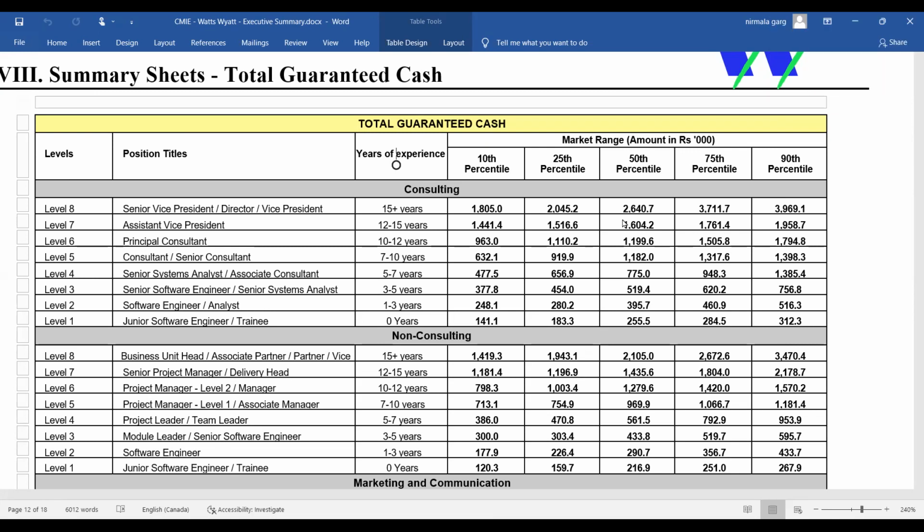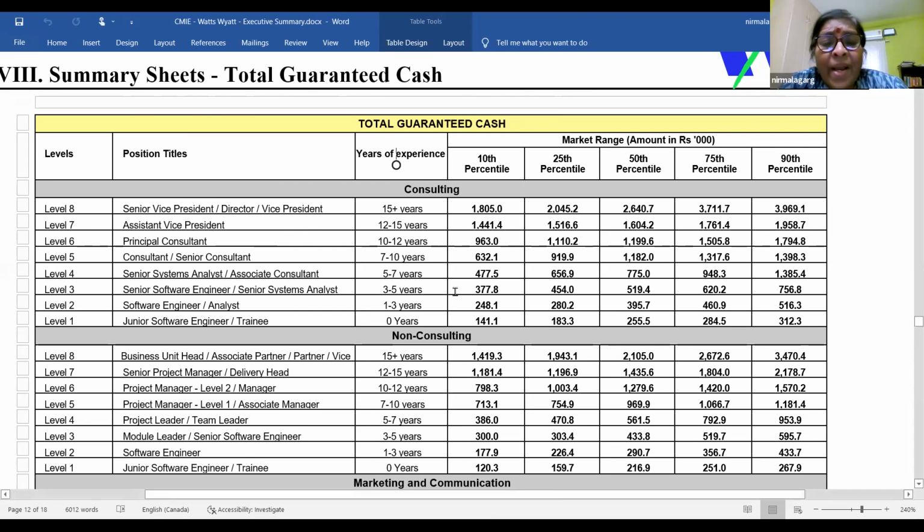Percentile means you have divided your data into 100 units. Quartile means you have divided your data into how many? Four quartiles: 25th, 50th, 75th, 100. Got it? Decile means 10: 10, 20, 30, 40, 50, 60, 70, 80, 90. Percentile is denoted by P, quartile by Q, and decile by D. Very clear? Now, I'm comparing my assistant vice president.